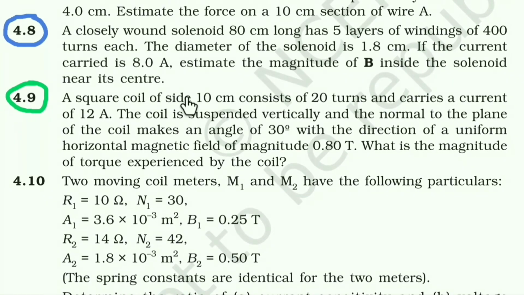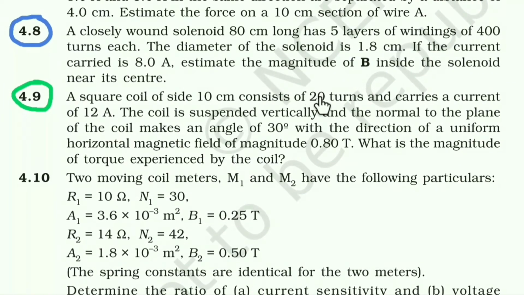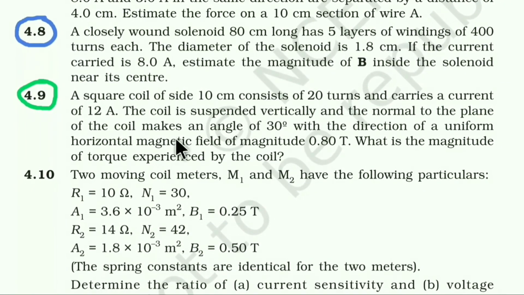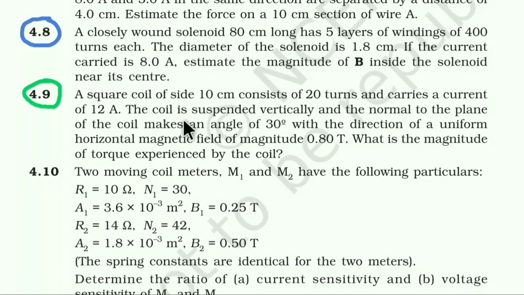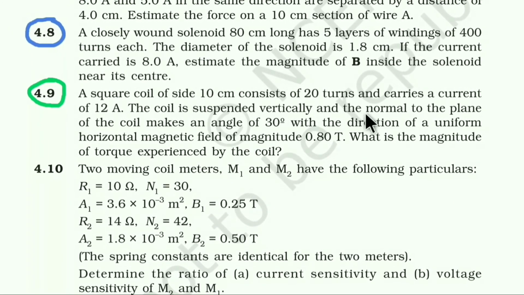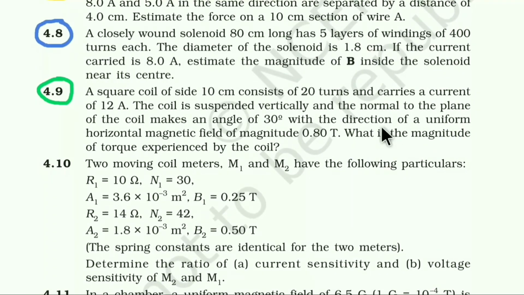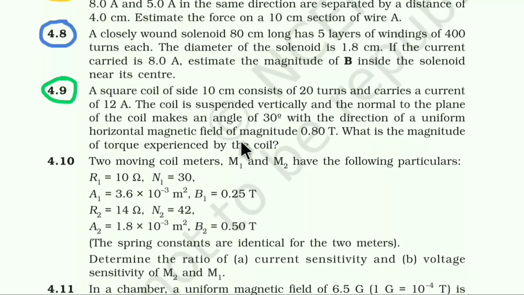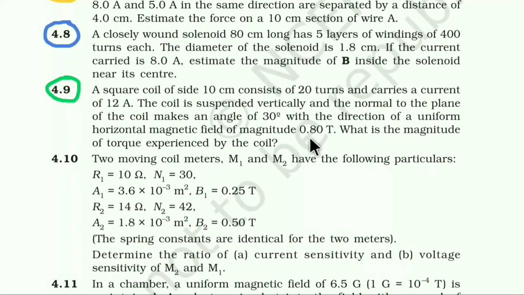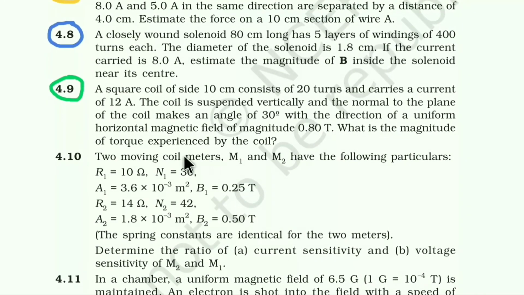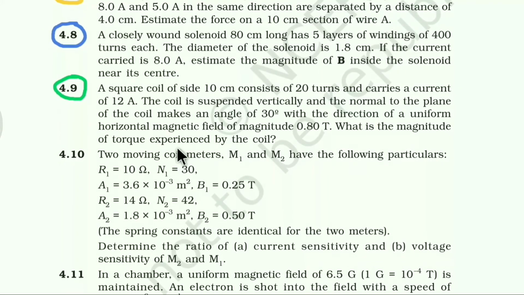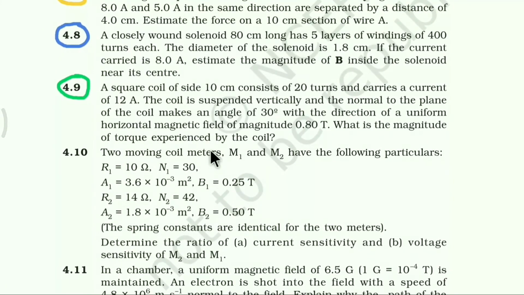A square coil of side 10 cm consists of 20 turns and carries a current of 12 ampere. The coil is suspended vertically and the normal to the plane of the coil makes an angle 30 degree with the direction of the uniform horizontal magnetic field of magnitude 0.80 Tesla. What is the magnitude of torque experienced by the coil?